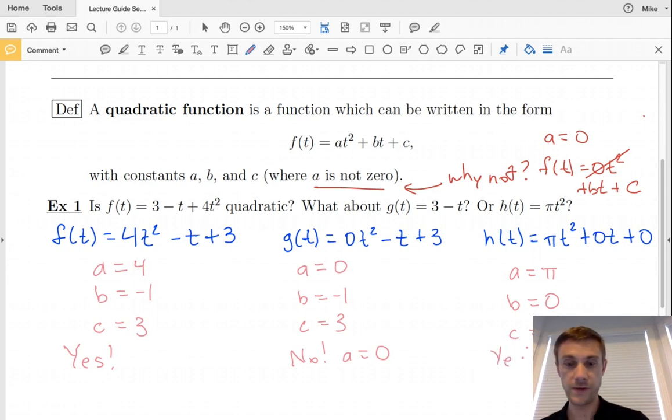Let me see if I can actually get words written. Yes. Okay, so that's it for subsection 1. We're going to come back with some more stuff with quadratics here next.